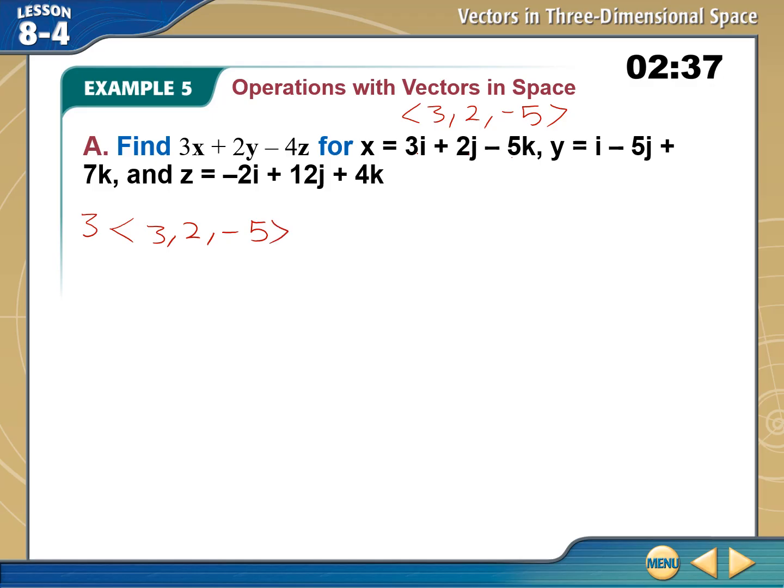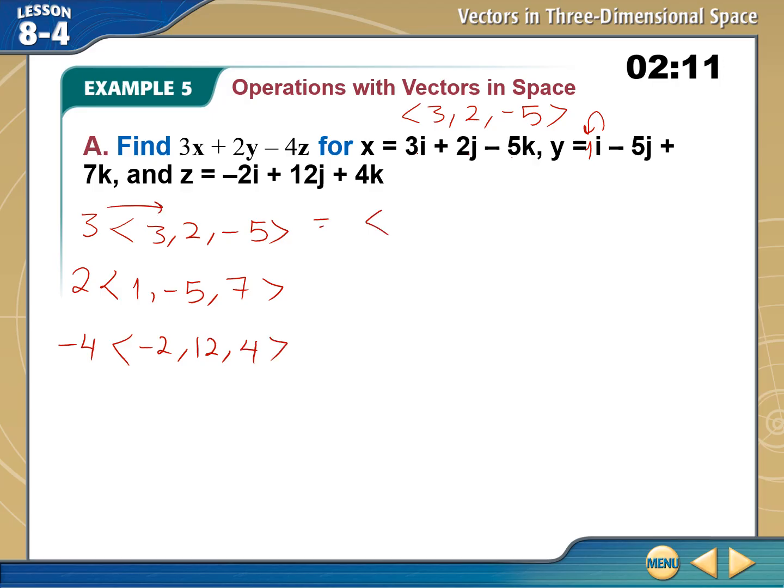Now plus 2y. So now write here 2. And what are the y components? Before the i, there is no coefficient, meaning 1. So 1, negative 5 and the z component is 7. Then we have minus 4z, so minus 4 and the z components are negative 2, positive 12 and 4. Now multiply them.